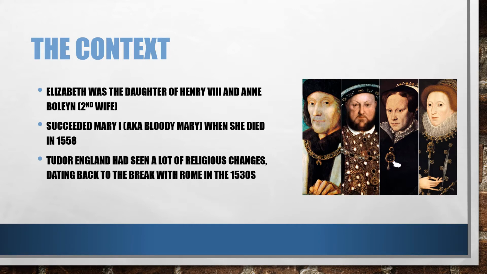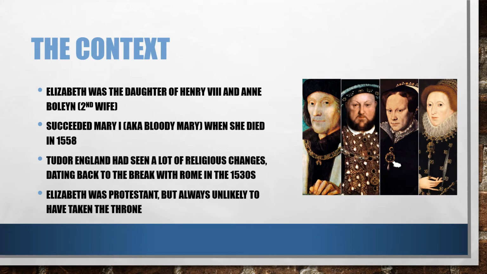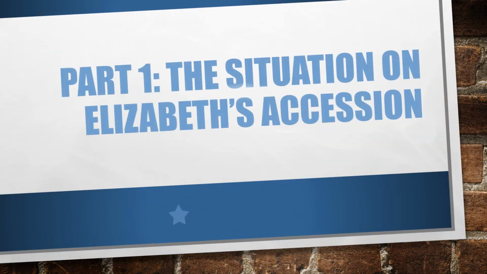And during this whole period of time, Tudor England had seen a lot of religious changes dating back to the break with Rome in the 1530s, with Henry VIII changing the religion from Catholicism to Protestantism. Elizabeth was Protestant, but always unlikely to have taken the throne due to Edward VI, who died young at the age of 15, and Mary, who was unable to give birth to any children. So today's session is going to be looking at the situation on Elizabeth's accession.